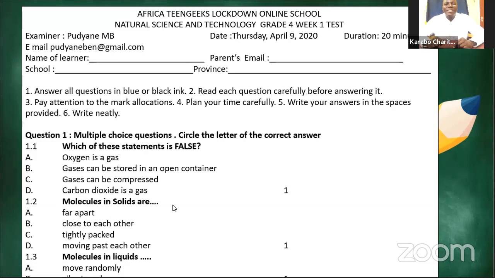Molecules in liquids. I have it here with me. It's just that this one is not in a presentation format. Unfortunately, you can't see it there, but I'll make sure that you get it. Then 1.3, I'll just read it, then you just give the answer. 1.3 says, molecules in liquids. Number A, move randomly. Number B, vibrate only. Number C, move past each other. Number D, move very fast, far apart.